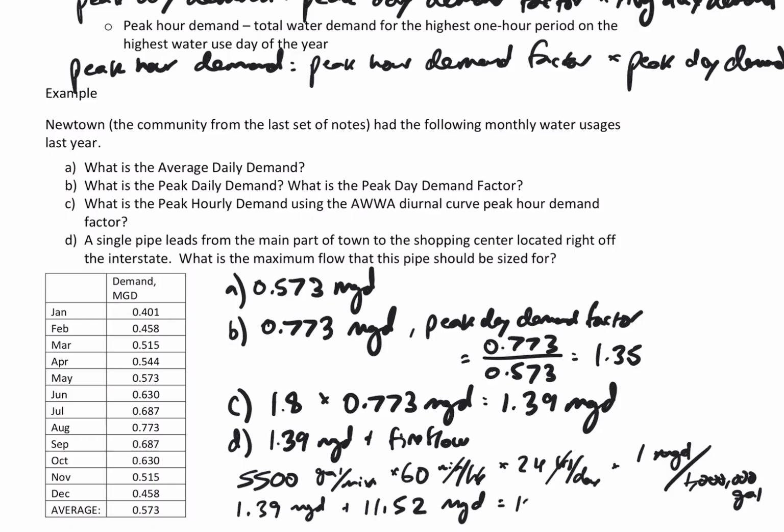Together, those are 12.91 MGD. So most of the flow that I have to size this pipe for is coming from the fire flow and not the peak hour demand, because again, I'm fighting a fire here. I need a lot of flow all at once, and the pipe has to be sized for that. Okay? So that concludes our little mini lecture on variability in demand throughout the course of the year and hourly as well.